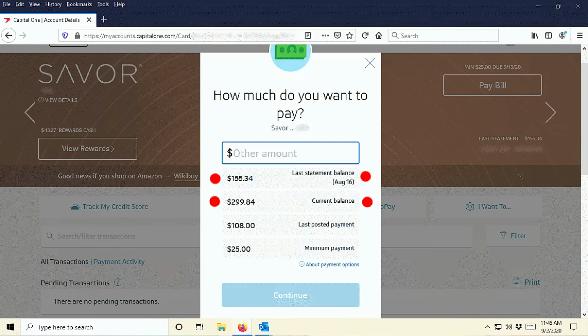The $299 is all the debt I have on the card right now, but again, I don't owe all of that necessarily. I could pay it if I wanted to, but I only have to pay that $155 to avoid paying any interest. So if the statement balance versus the current balance can be confusing, why do the credit card companies show you both of them?